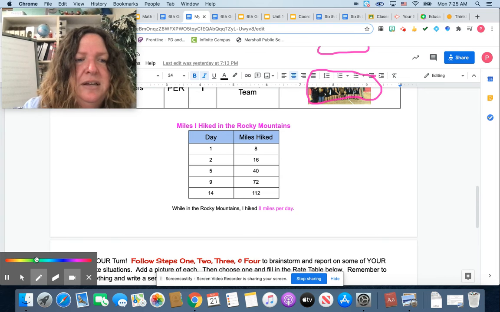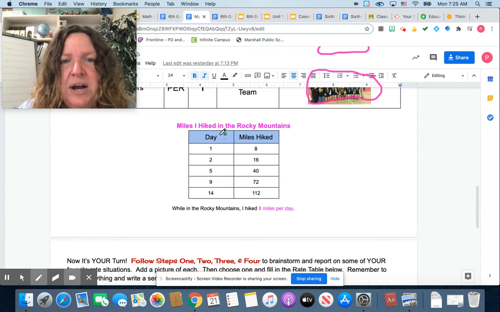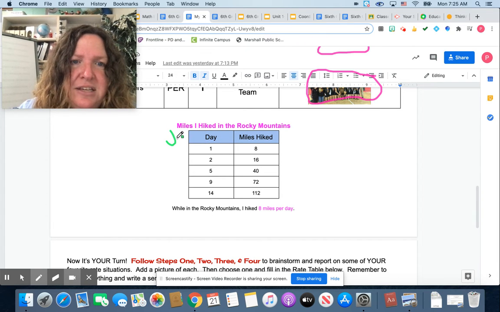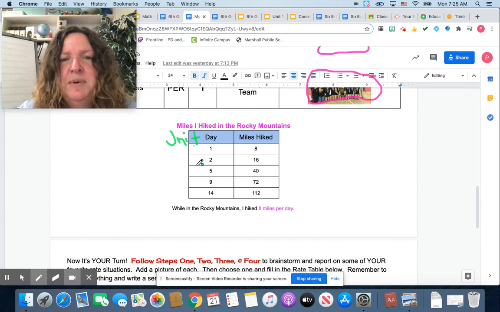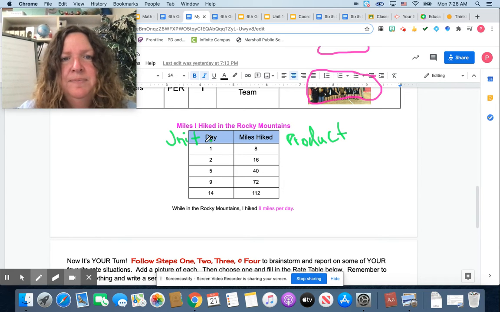Here it is. Now, you see, I chose hiking. So I chose the day. There's the unit, and it is per one day. So that's my unit right there. And then they like to call this the product, because this is where we either continue to add the same thing, or we multiply by the number of days or whatever it was.